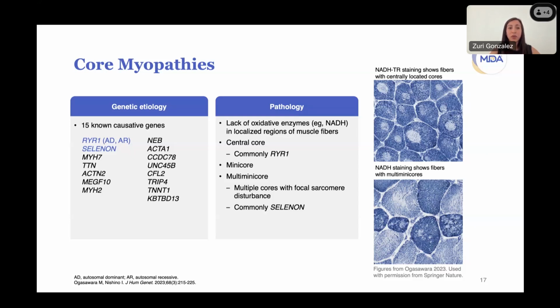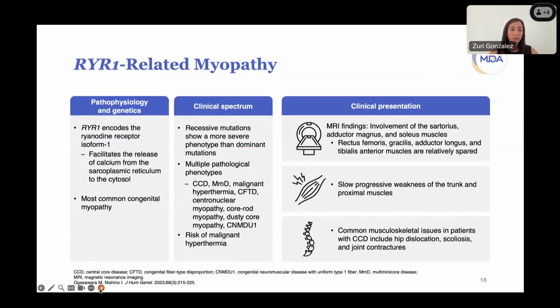The classification within this, based on the muscle biopsy features, would be the central core, which usually is in RYR1, minicore, and multi-minicore, which is typically associated with SELENON variants. And you can see these smaller areas within the muscle fiber. The most common congenital myopathy is RYR1.